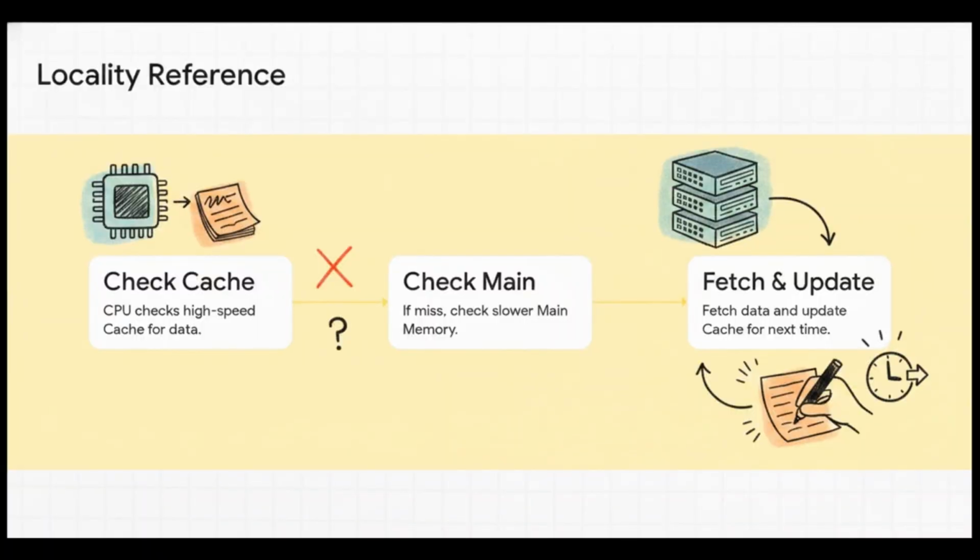But how does the computer actually know what to put on that sticky note? Well, it follows a super simple step-by-step procedure based on that locality of reference. Step 1, the CPU checks the high-speed cache. Step 2, if there's a miss, meaning the data just isn't there, it runs all the way down to the slower main memory or disk to find it. And Step 3, it fetches that data and, crucially, copies it to the cache for next time. The logic is brilliantly simple. If you used a piece of data recently, you're probably going to need it again very, very soon.